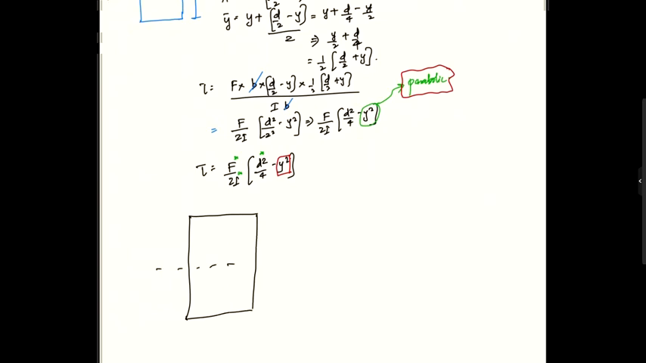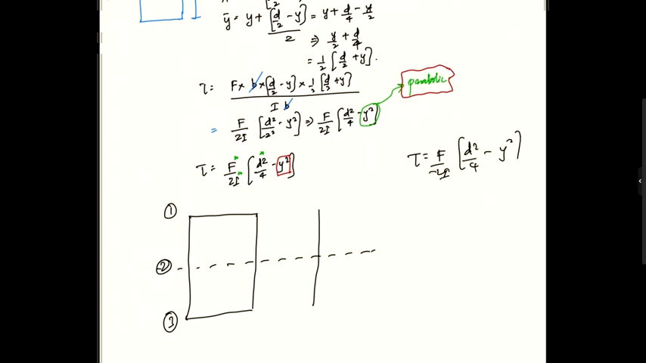The rectangle is like this, the neutral axis is over here. What will be the shear stress at the extreme end? I'll call this one as 1, this 2 and this one as 3. What will be the value for shear stress at 1? You have tau is equal to F by 2I into D square by 4 minus Y square. What is the value for Y at 1? This is D by 2, right?